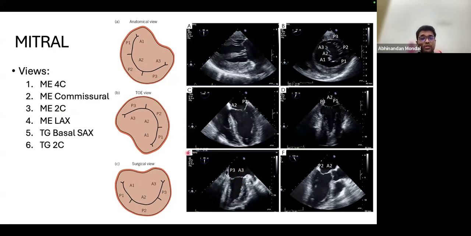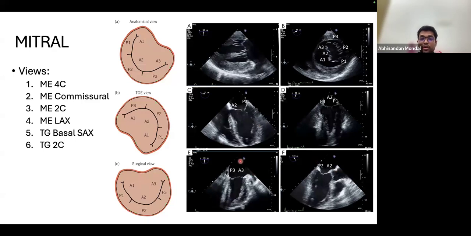So this is your mid-esophageal two chamber, and this is your mid-esophageal long axis view, where you can appreciate A2 and P2. You can also see A2 and P2 in the image of your mid-esophageal four chamber view, but the orientation of your scallops becomes opposite.